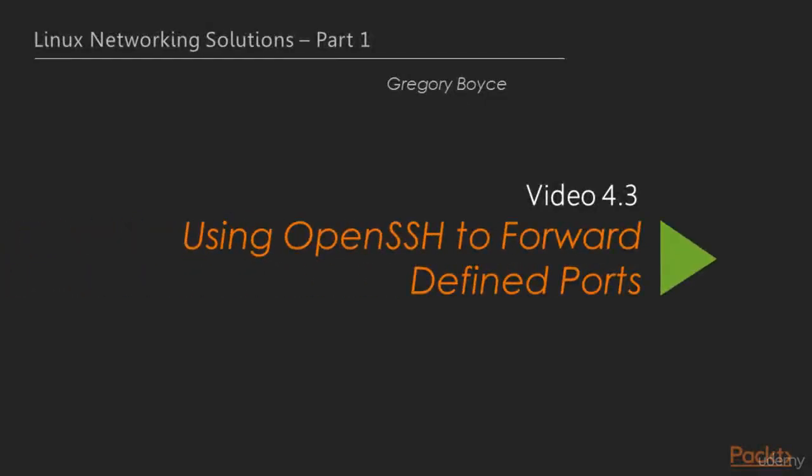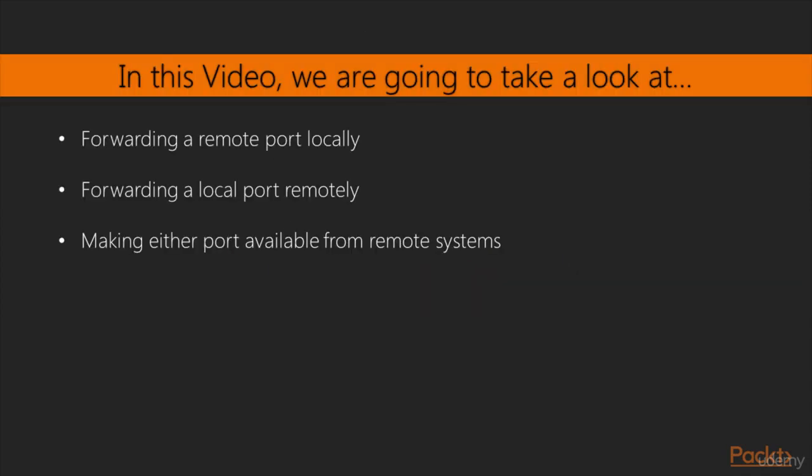Hello, this video deals with using OpenSSH to forward defined ports. In the previous video we saw how to use OpenSSH as a basic shell client. In this video we will forward a remote port locally, then forward a local port remotely, and finally make either port available from remote systems.